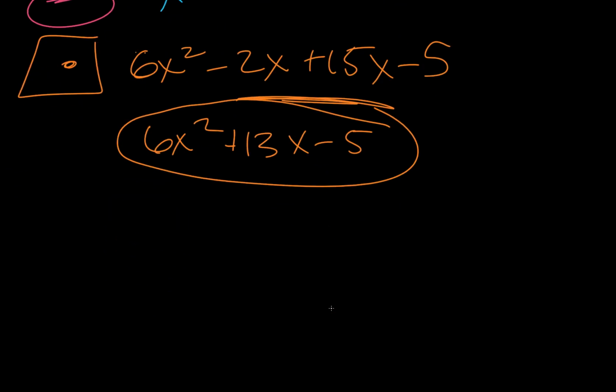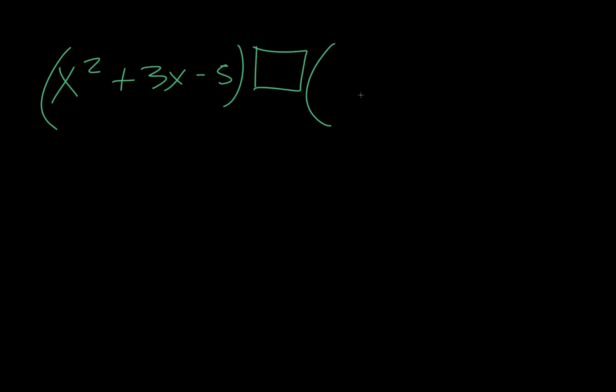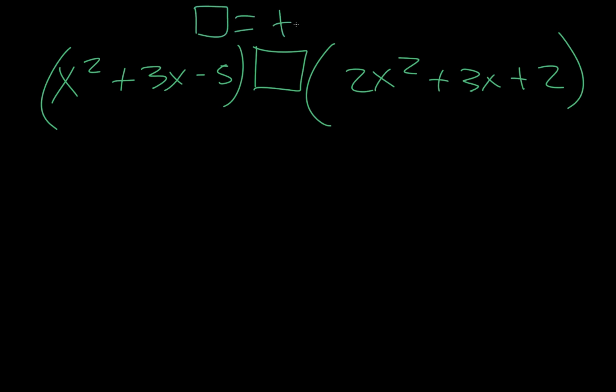Okay, then if you go to the next section on your homework, you have problems that are a little bit different. So you're going to say x squared plus 3x minus 5, box, and 2x squared plus 3x plus 2. This time the box is defined only as addition and subtraction. So if you want to do multiplication for fun, you can do it, but you're not required to.